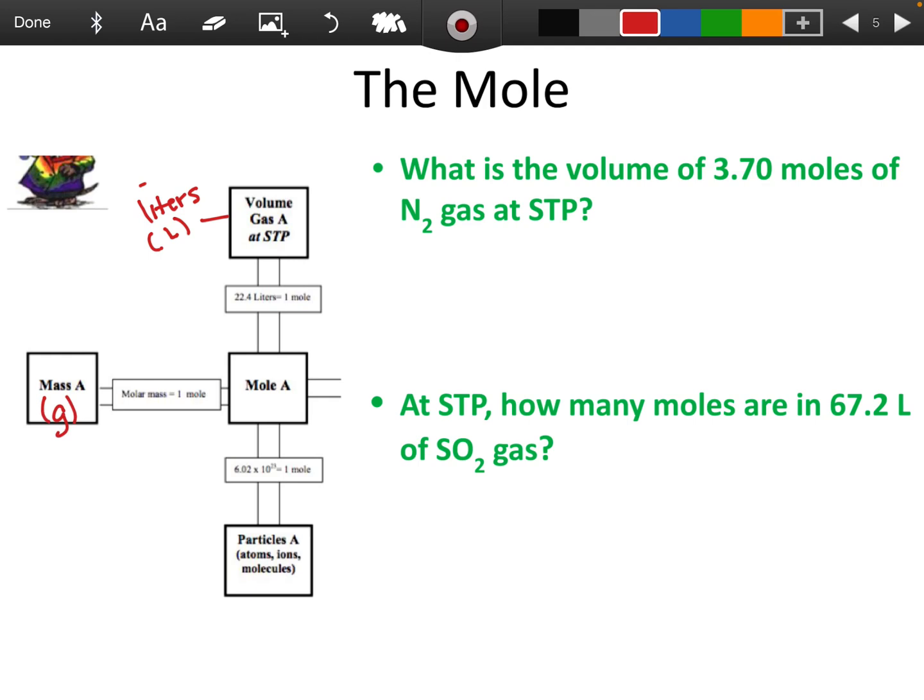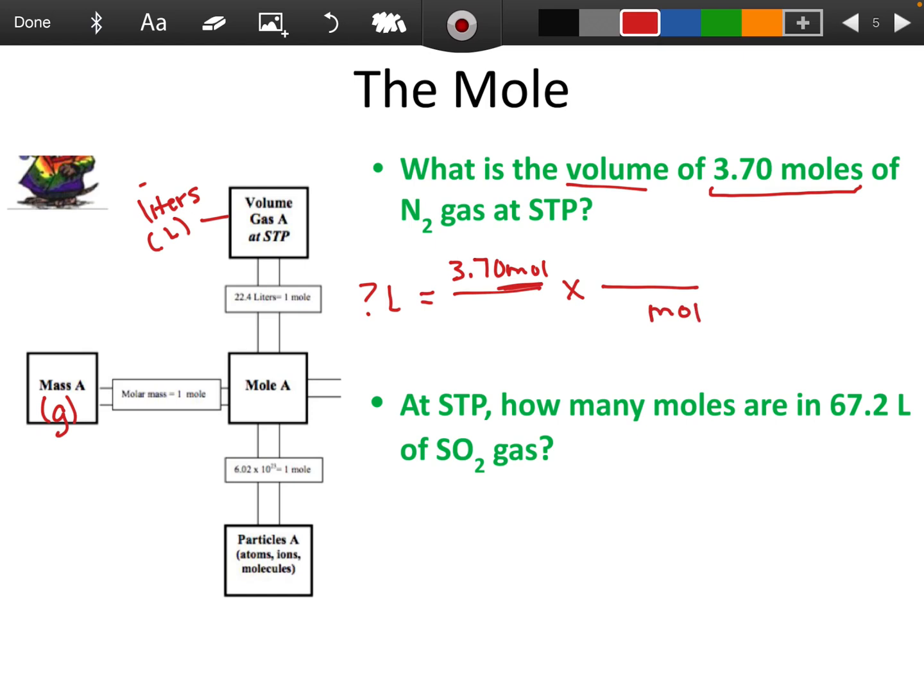The process for these problems is the same. It's just now using a different conversion factor. So if we want to know what volume, again, volume is expressed in liters, does 3.7 moles of N2 gas occupy? We start with the number given in the problem, and we set up our chart. Whatever unit you start the problem with gets transferred down to the bottom of the next step.